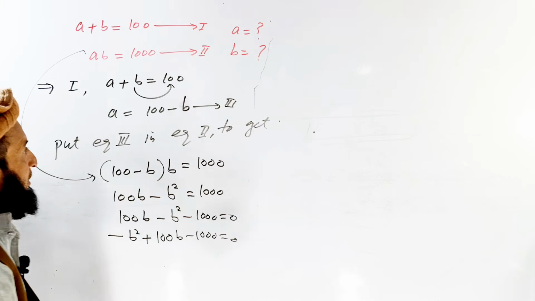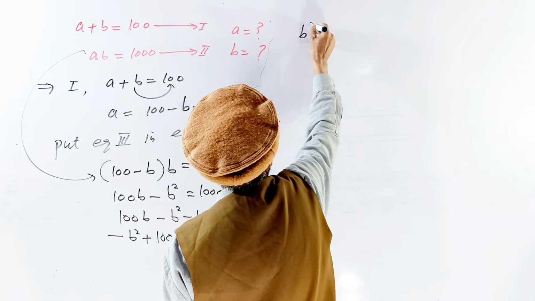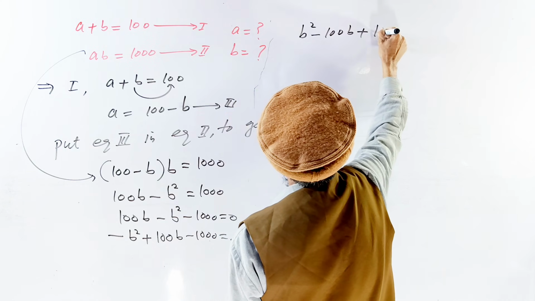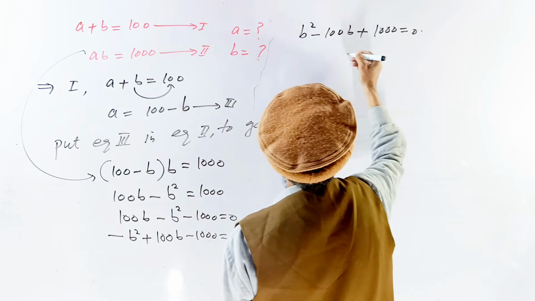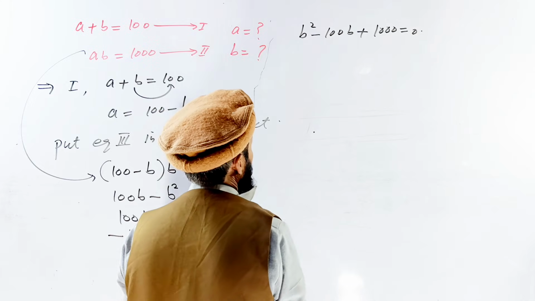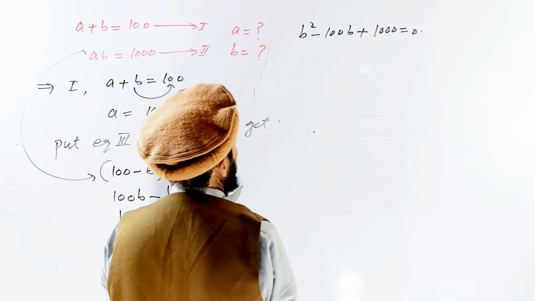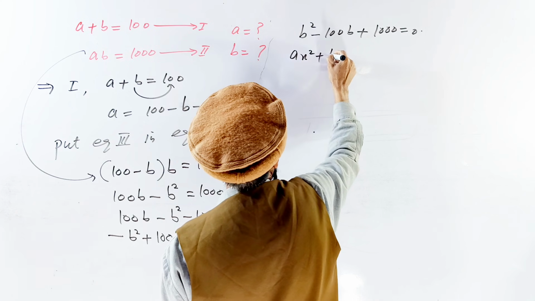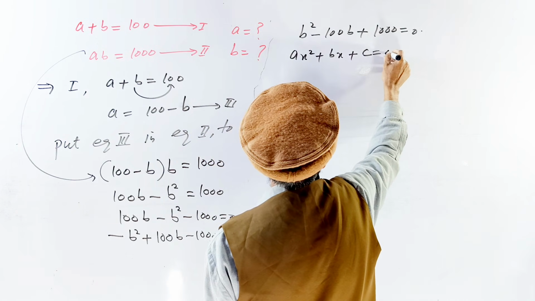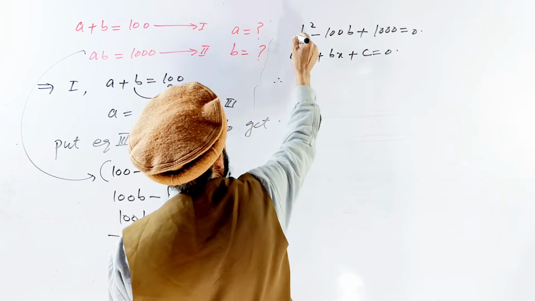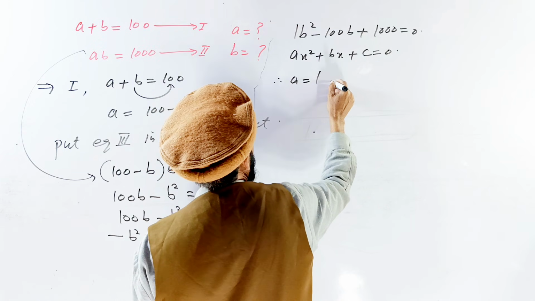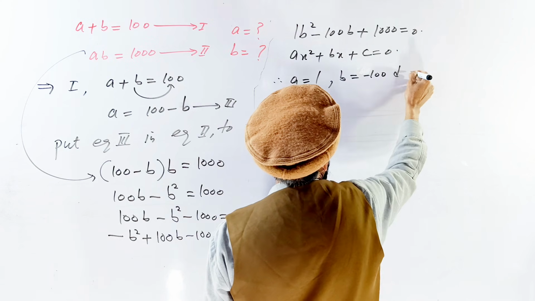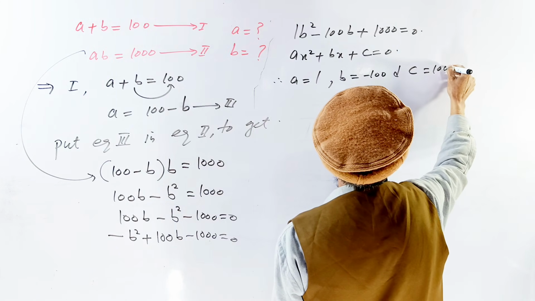We arrange the terms: B square plus 100B minus 1000 is equal to 0. Multiplying both sides by minus 1, we get B square minus 100B plus 1000 is equal to 0. Now according to the quadratic form ax square plus bx plus c is equal to 0, if we compare the coefficients, a is equal to 1, b is equal to minus 100, and c is equal to 1000.